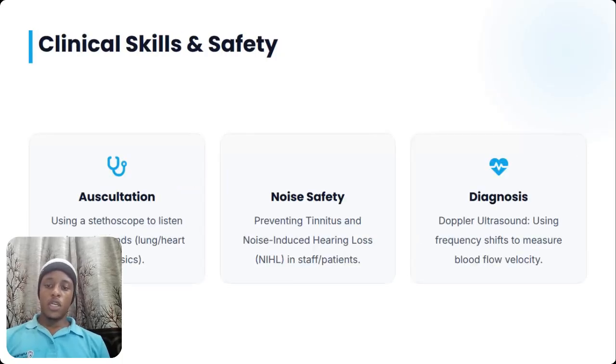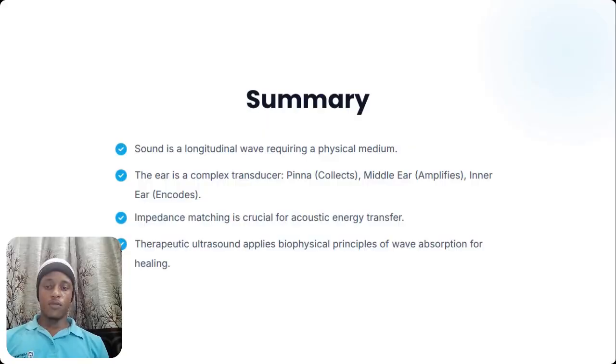Clinical skills and safety. Auscultation, noise safety and diagnostics. Auscultation is using a stethoscope to listen to visceral sounds, lung and heart sounds, the physics of lung or heart sounds. Noise safety prevents tinnitus and noise-induced hearing loss in staff and patients. Diagnostic: Doppler ultrasound uses frequency shifts to measure blood flow.